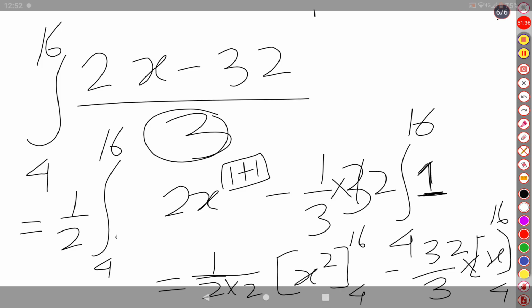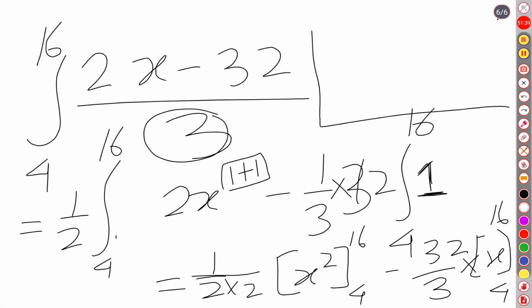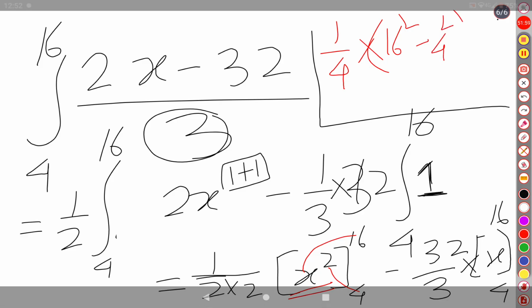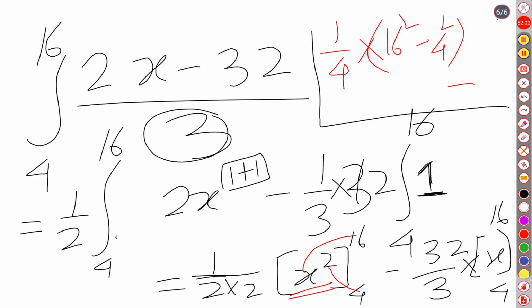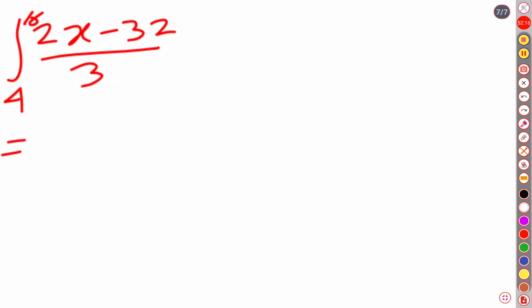Let me write over here using different ink. So what is it going to be? 1 over 4, and here x square means the value of x is 16, so 16 square is 256. From 256, we subtract 4 square, 16 square minus 4 square, and then minus 32 over 3. Let me clarify it in another simpler way.